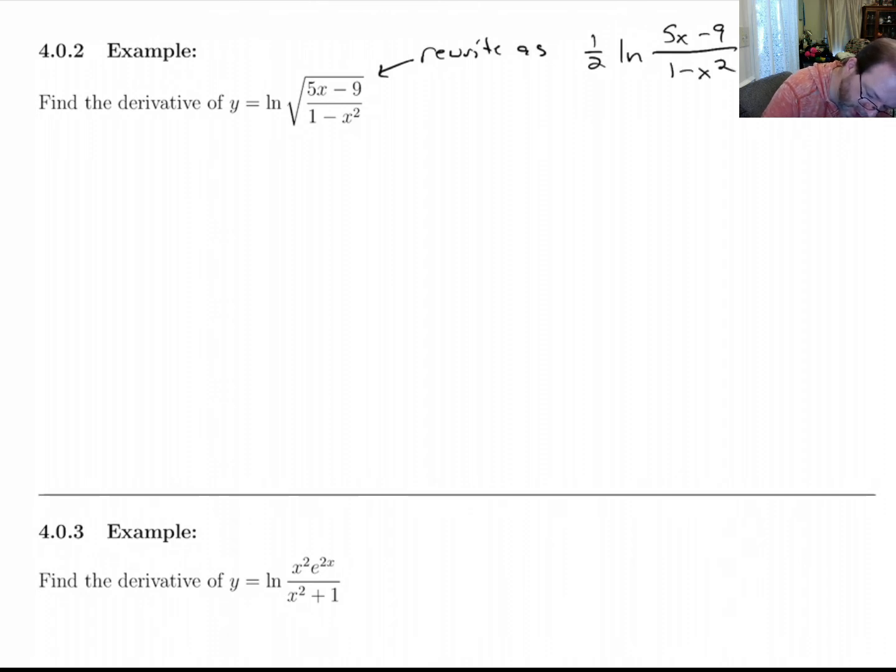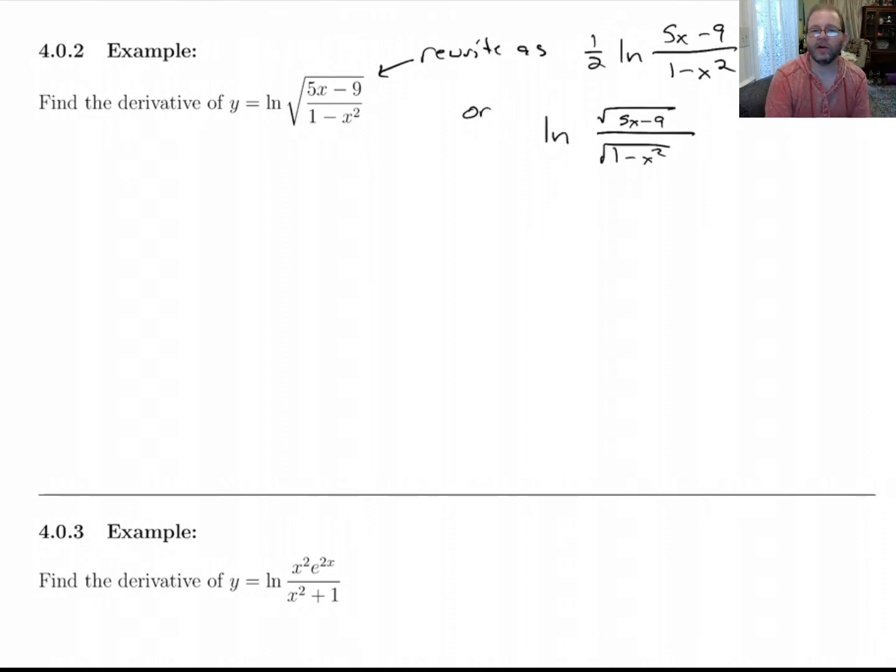Or we could split it into natural log of the square root of 5x minus 9 over 1 minus x squared, with the radical on both of them. And it doesn't matter which one you do. They'll both lead you to the same place. Let's actually go with this one.